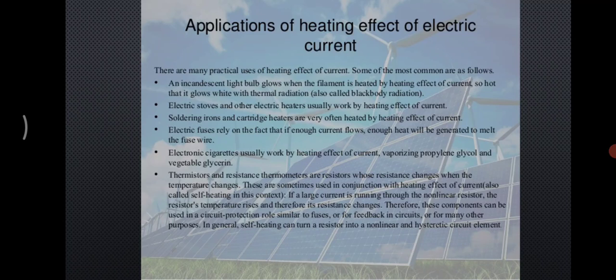So the electric fuse is one of the most important. Nowadays people are using electronic cigarettes, hookahs and vaporizers, all of which use electronics. Thermistors we are using, and you might have seen in electric irons we also use this property. Thermostats and all we are using this one. These are some applications of the heating effect of electric current. These are a few applications. You might have found many others, you can write those also.